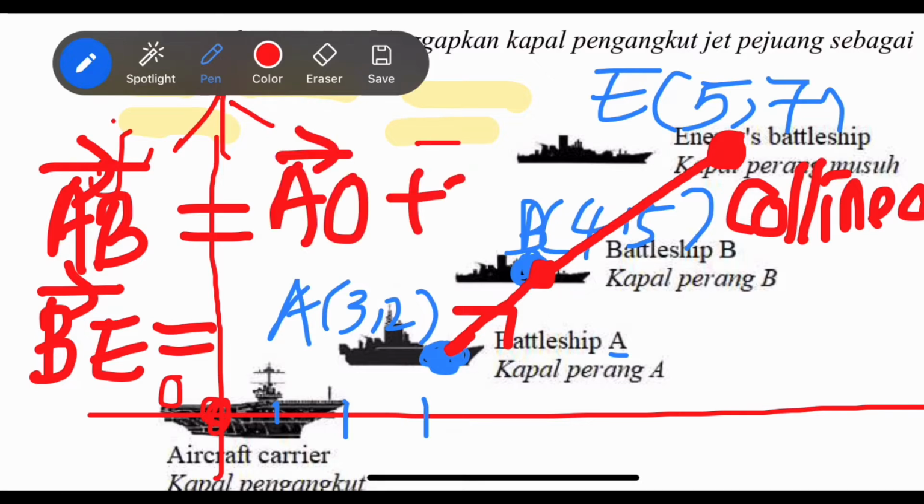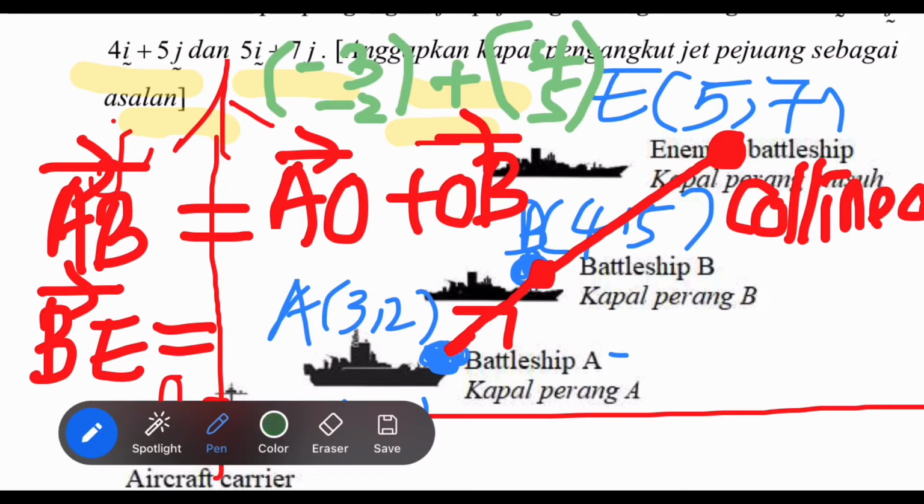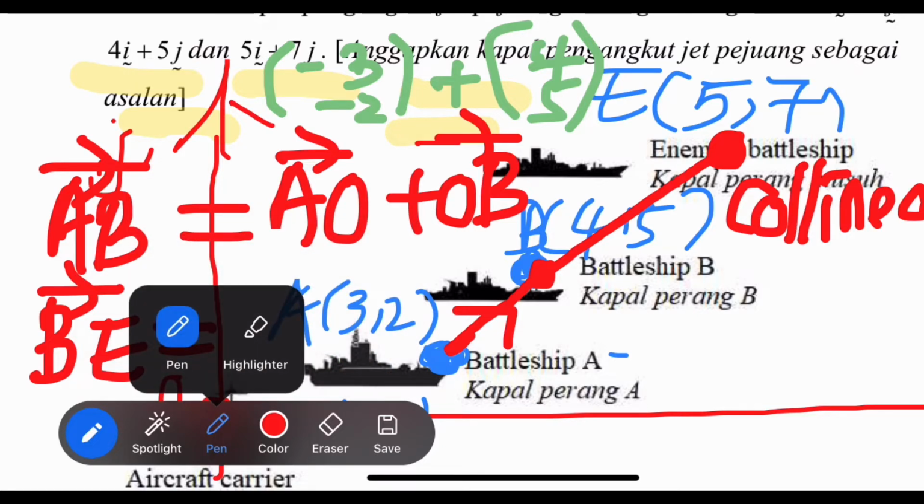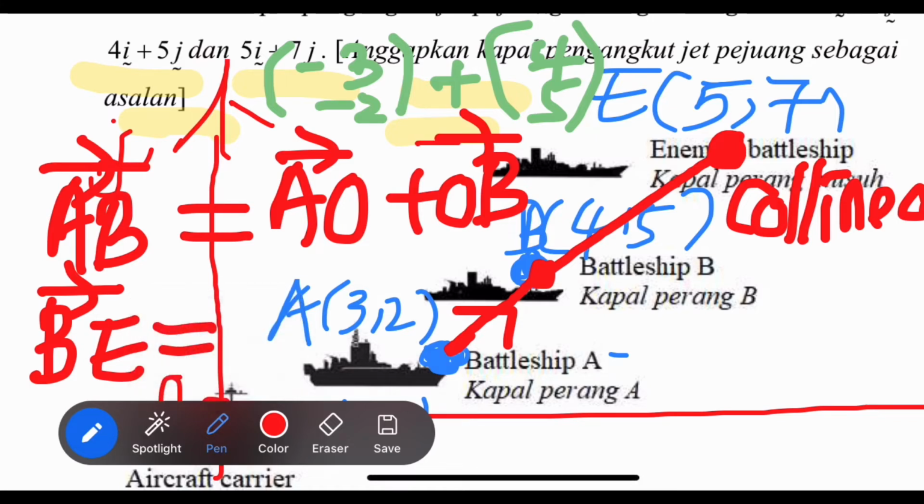So I will write the triangle law first. AB equals AO plus OB. The moment you do the triangle law, you have to check the starting point. If it is AB, it must start with A first, and O is the interchange point, so AO plus OB.